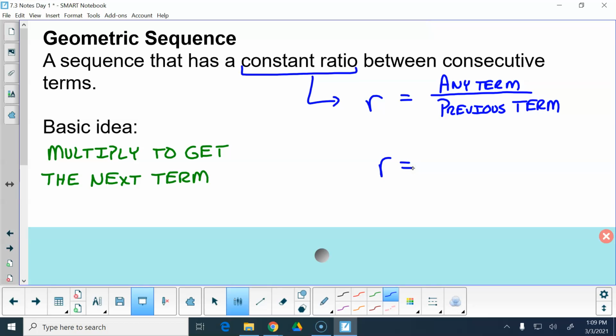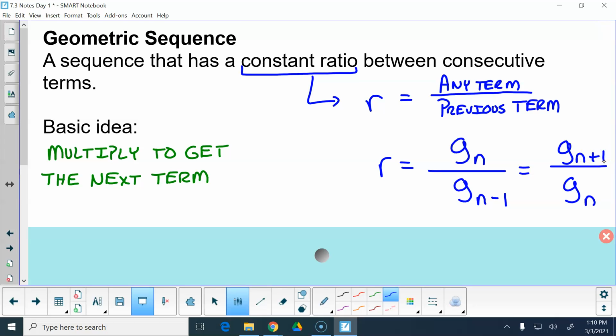In more mathematical terms, G sub n, side note, we're switching from A sub n to G sub n now, because now we're talking geometric. So any term divided by the term right before it, same way of saying it, but that's the more mathematical way of saying it. Okay?